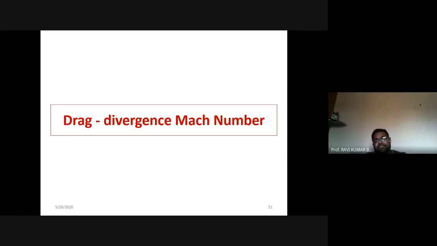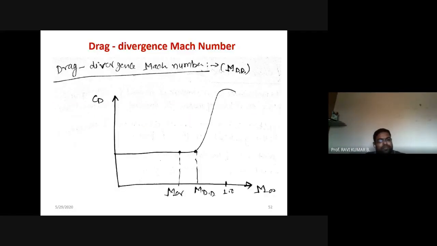Next one is the drag divergence Mach number. The definition of the drag divergence Mach number is the Mach number at which drag increases abruptly. The moment you reach that Mach number, drag increases abruptly over the surface of the object. So first your critical Mach number will be reached, where the flow over the top surface becomes sonic. Then with a further increase in free stream Mach number, it will be somewhat stable. Then again, if you cross that Mach number, there will be a sudden separation of the flow on the top surface. Separation leads to a rise in drag, so drag will increase abruptly.